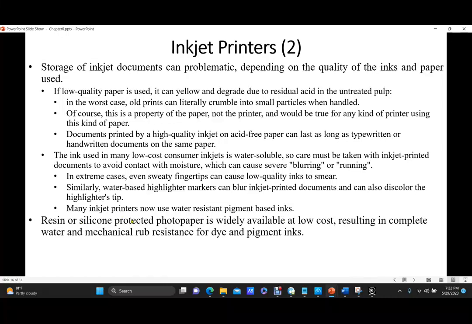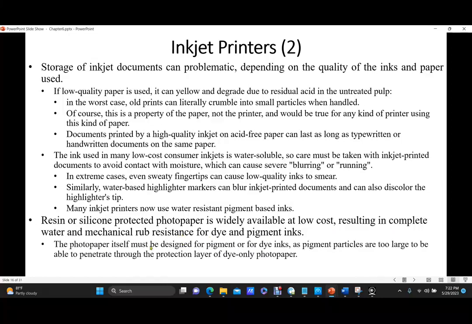Resin or silicone-protected photo paper is widely available at reasonably low cost, resulting in complete water and mechanical rub resistance for dye and pigment inks. The photo paper itself must be designed for pigment or dye inks, since the pigment particles are too large to penetrate through the protection layer of dye-only photo paper.